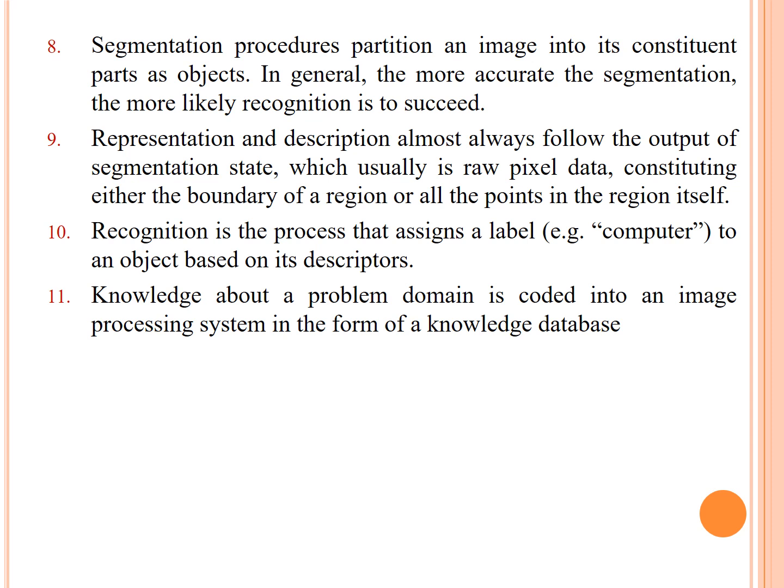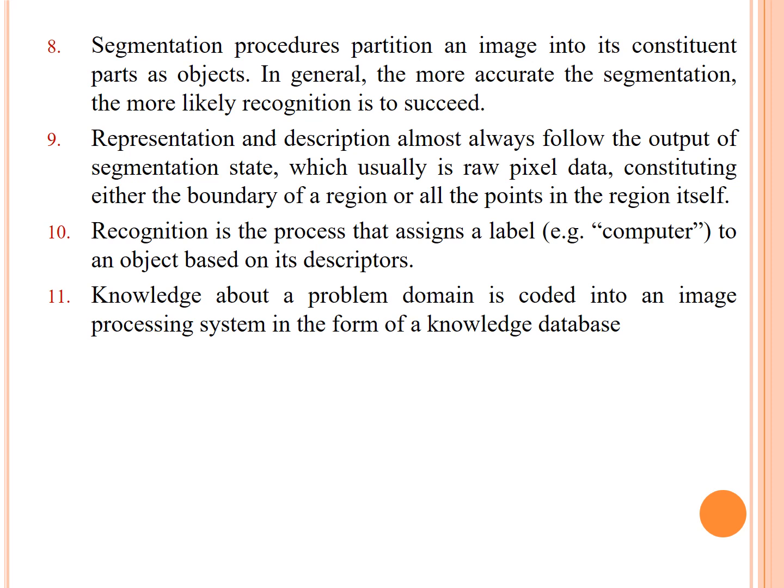Choosing a representation is only part of the solution for transforming raw data into a form suitable for subsequent computer processing. A method must also be specified for describing the data so that features of interest are highlighted. Description, also called feature selection, deals with extracting attributes that result in some quantitative information of interest or are basic for differentiating one class of objects from another.